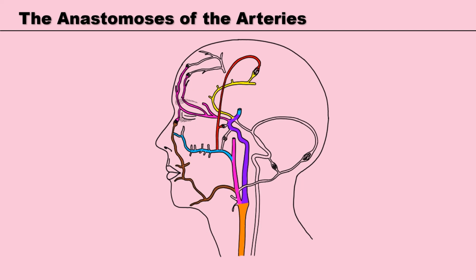The facial artery from the external carotid eventually anastomoses with a branch from the ophthalmic artery as they leave the orbit on the side of the nose. It is important to know that anastomosis of vessels gives us a backup plan if one vessel is blocked. An alternative blood supply can be created.